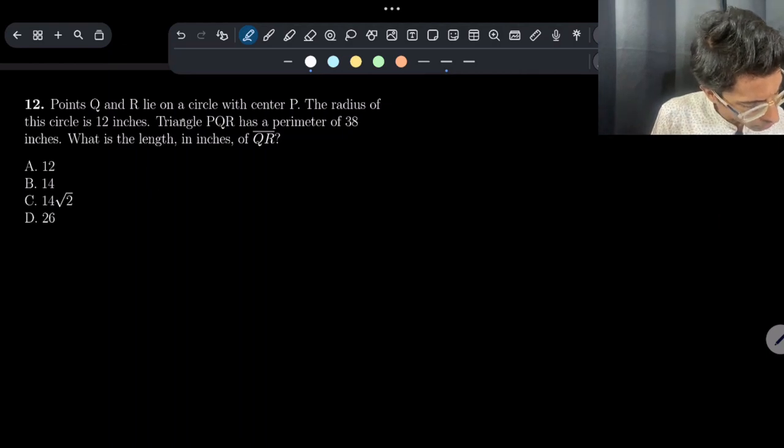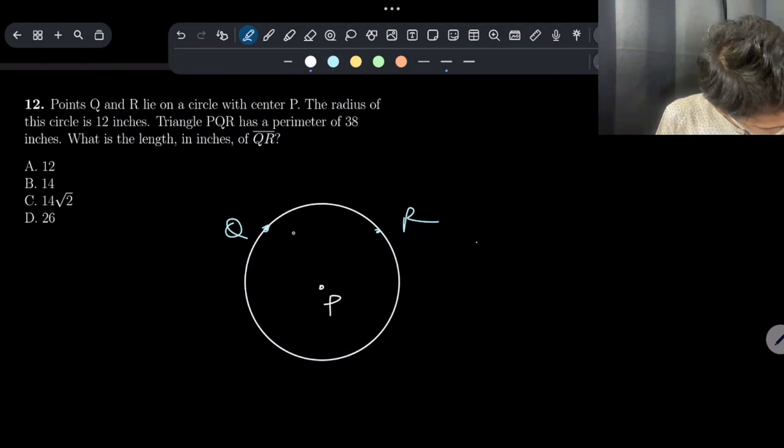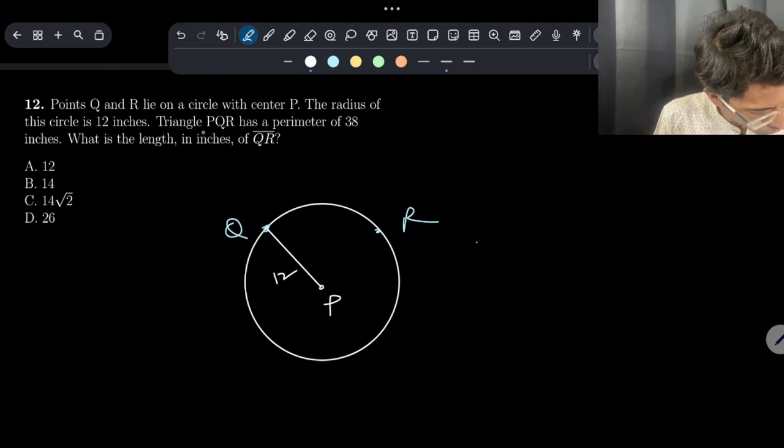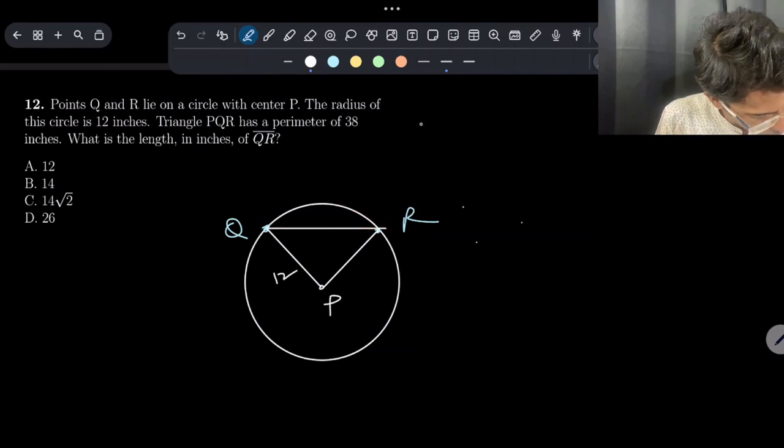Points Q and R lie on a circle with center P. Let me draw the circle for you. So this is the center P. Q and R lie on a circle. Okay, this is Q, this is R. The radius of the circle is 12 inches. Great. So let's draw the radius, which is 12. Triangle PQR is triangle PQR. So let me complete the triangle PQR. PQR has a perimeter of 38.